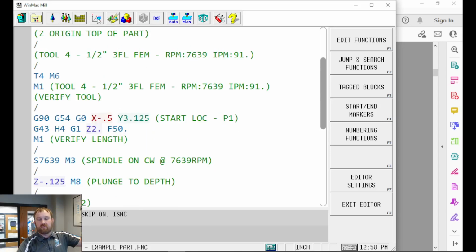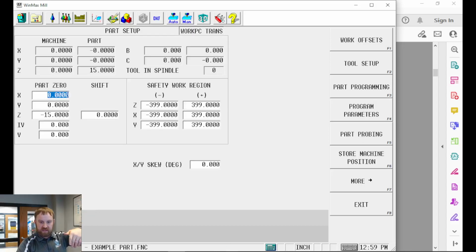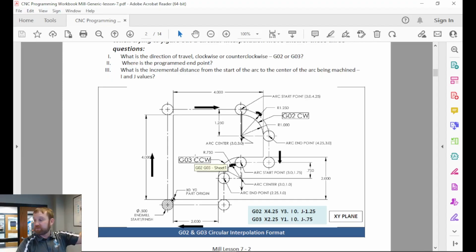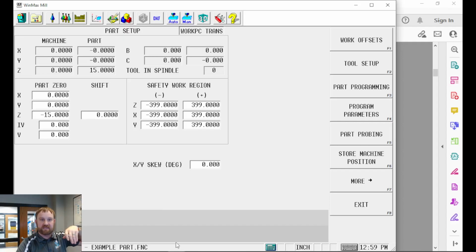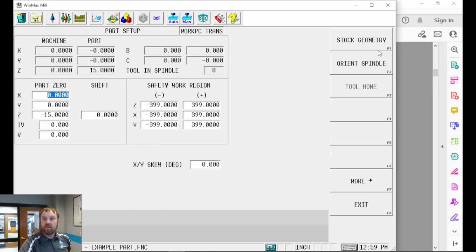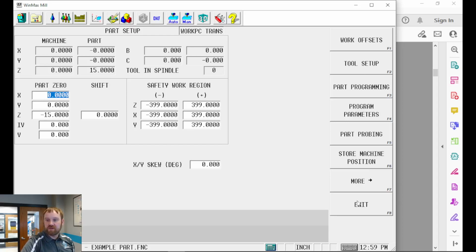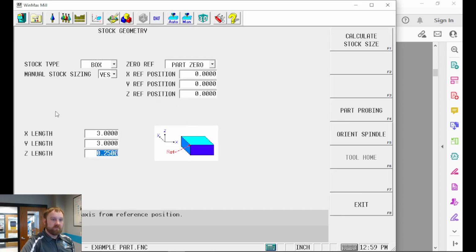Now I do need to, this part, if you look at the book, this part's 4 inches by 4 inches, so I'm going to change the stock size real quick. Go to part setup. I'm going to go to more, stock geometry. I'm going to make it 4 by 4 for this part. Hit save.